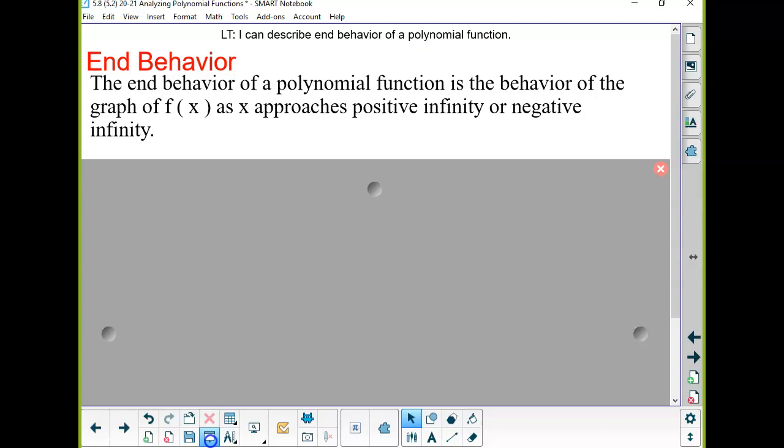The general definition for end behavior is: the end behavior of a polynomial function is the behavior of the graph of f of x, or I think Delta Math here uses y. So remember, y and f of x are the same thing. And it's as x approaches positive or negative infinity. So we're going to officially use a new notation to describe this end behavior concept.